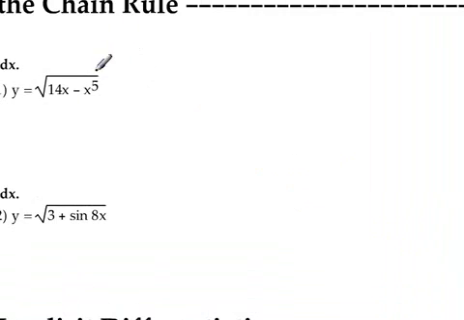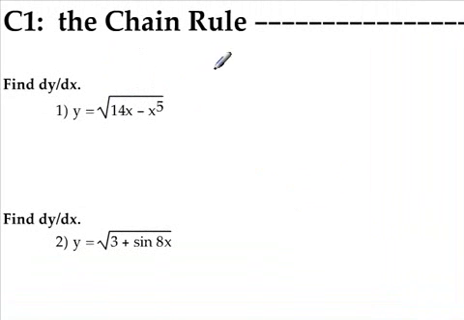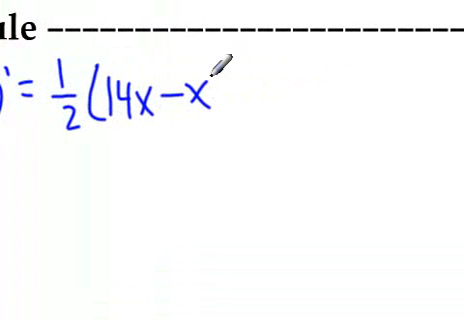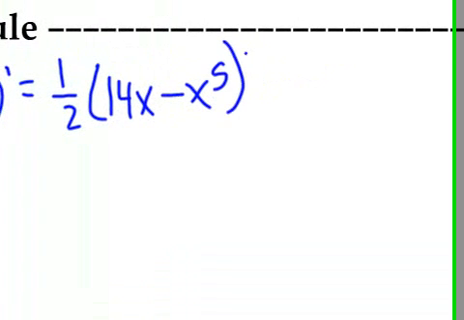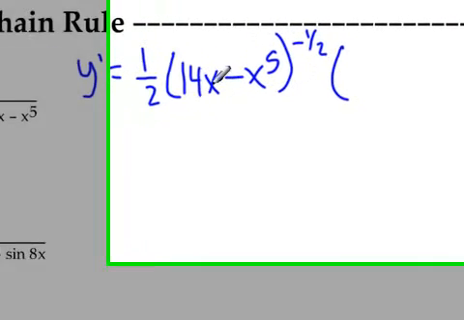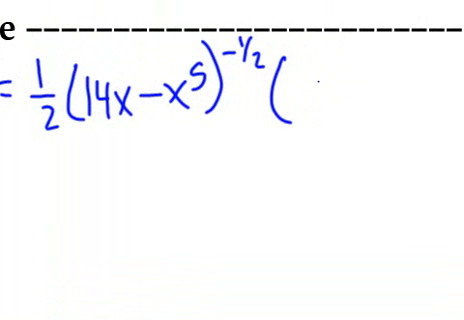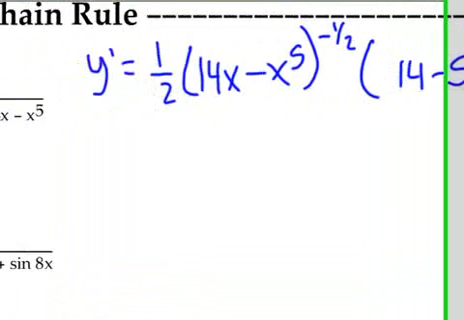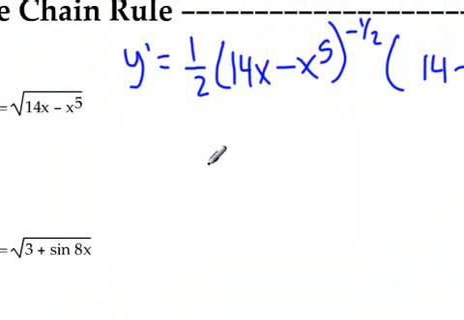Chain rule here. We've got to take the derivative of this radical function, so y prime would equal 1/2 times the function inside, 14x minus x to the 5th, all to the now negative 1/2 power. We just took the 1/2 power and knocked it down by 1, to get us to negative 1/2, times the derivative of that inside function, which would be 14 minus 5x to the 4th. Let's go ahead and write that now as an answer.